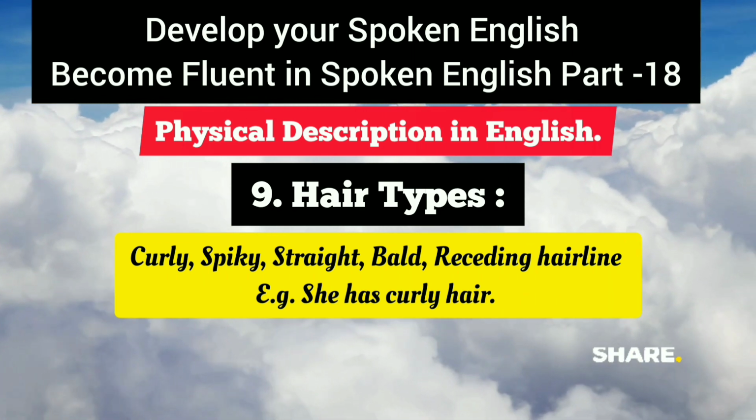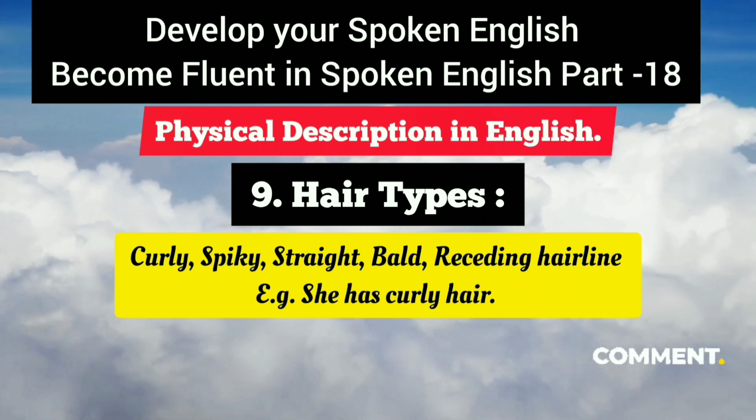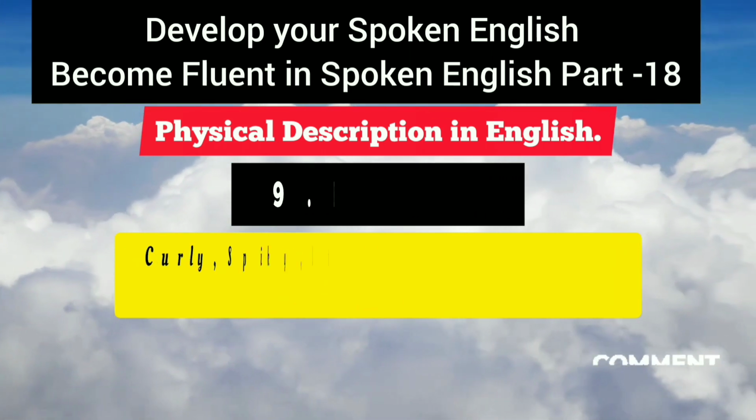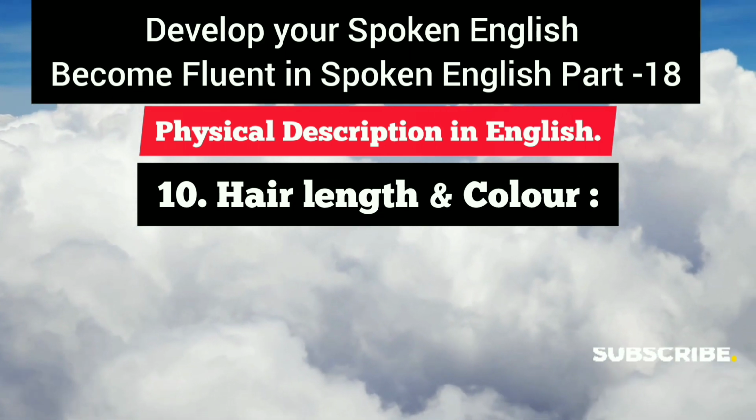You can use the words like this: she has curly hair, she has spiky hair. So I'm quite sure it's clear. Up next we will see the 10th category, that is hair length and color. It is also imperative to describe someone's hair length and color.